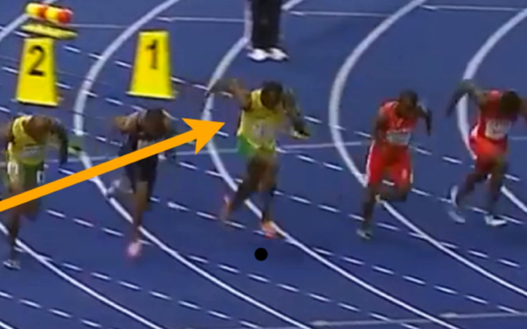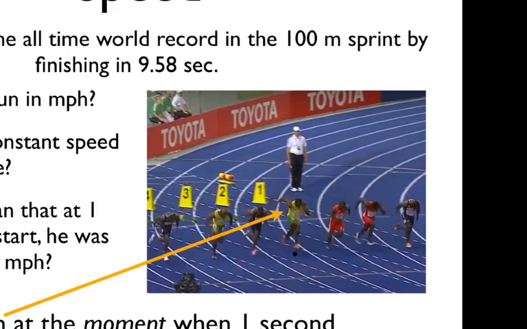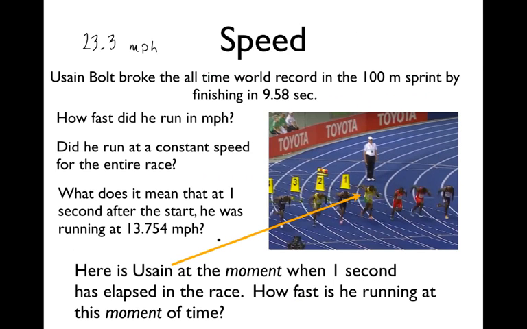So in order to talk about speed, what speed is about is rate of change. Things need to change. If things aren't changing, then you can't talk about rate of change. So what we need is a little change in time, which we call a moment. And then we can talk about the meaning of that speed, 13.754 miles per hour. So how fast is he running at this moment of time? At this moment of time, he's running 13.754.